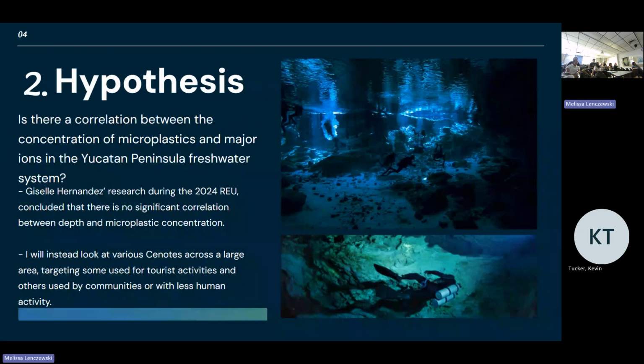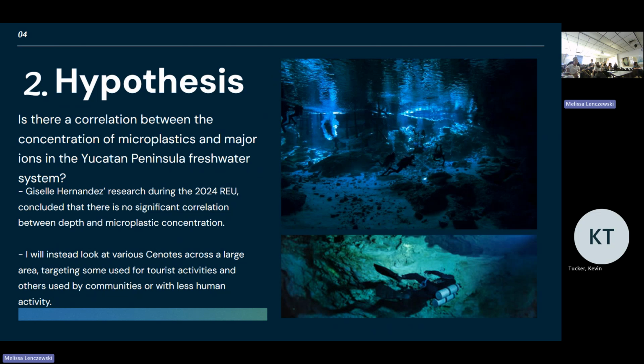So my hypothesis is: is there a correlation between the concentration of microplastics and major ions in the Yucatan Peninsula freshwater system? I'm basing my approach a little bit on Giselle Hernandez's research during last year's REU. She was investigating whether the concentration of microplastics can vary by depth in cenotes. And she found that at least above the halocline, they don't.